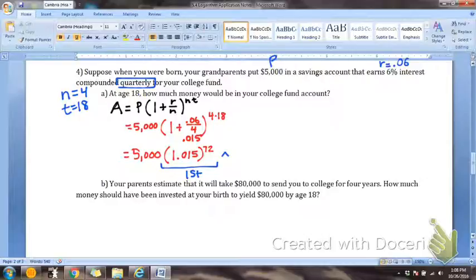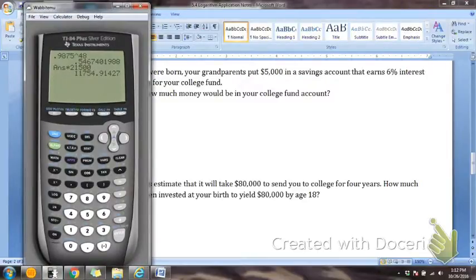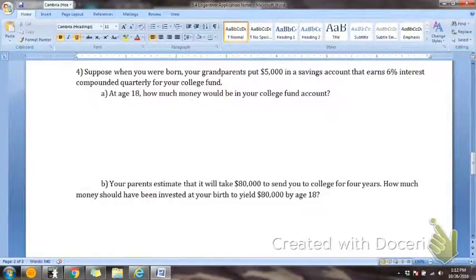Okay, so once you have that number in your calculator, you're going to multiply, so just hit times 5,000. So if I take 1.015 raised to the 72nd power times 5,000, I'm going to have $14,605.79 in my account, right? So we're going to write that number out.